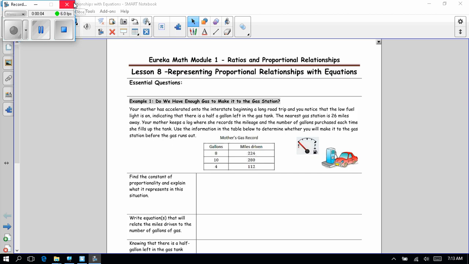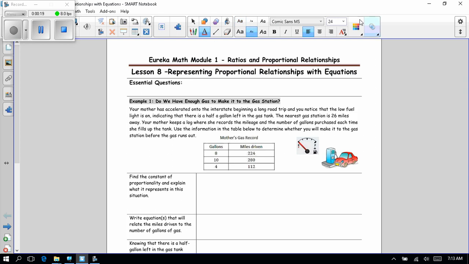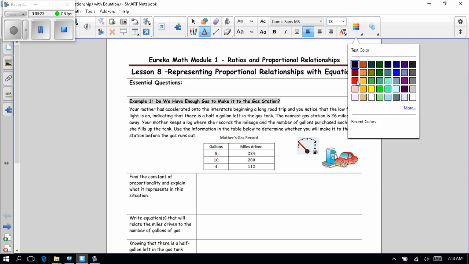Mrs. Hoekstra here, working on Module 1, Lesson 8, Representing Proportional Relationships with Equations. I am on page 28, so make sure you're on page 28, and let's start by writing our essential question of the day. Remember, this tells us what we're going to know by the end of the class. By the end of this lesson, we should be able to answer this question, right?